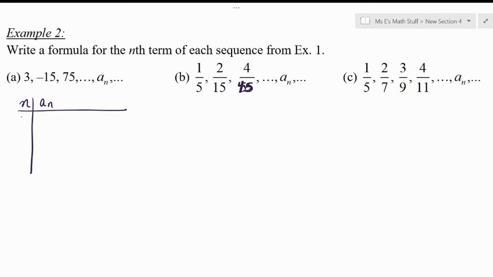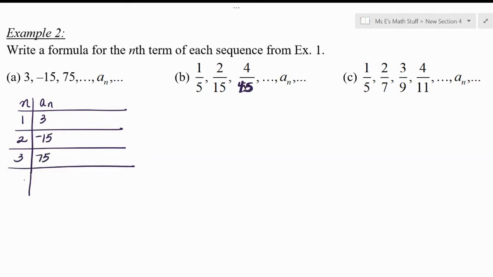So for example, if you're on your first term, the value in this case would be 3. If you're on your second term, the value would be -15. Your third term, the value is 75. You could always go beyond that, if you need to. We already figured out they just keep multiplying by -5, so you could always build up your fourth term as well. Totally up to you. So anyway, let's go and tell the story.